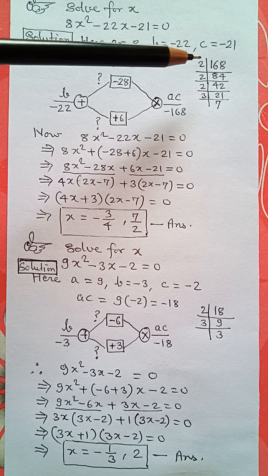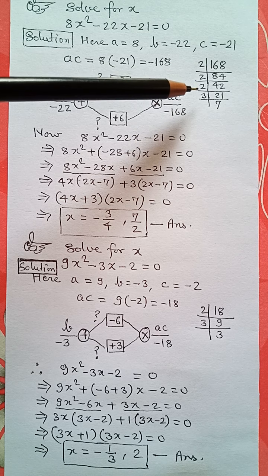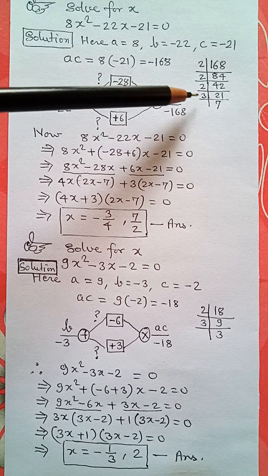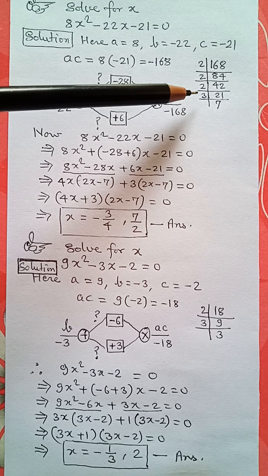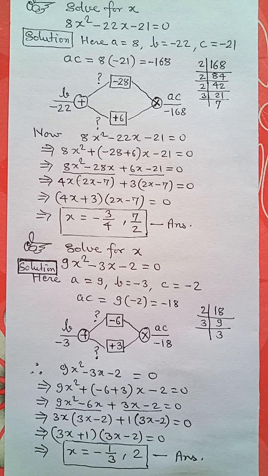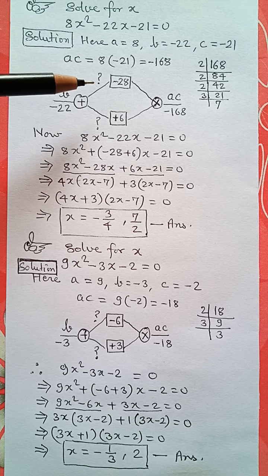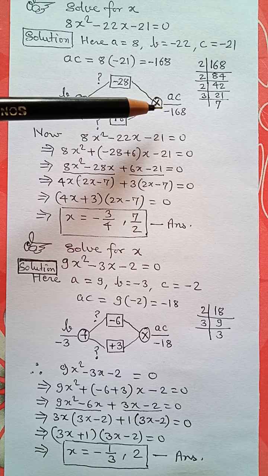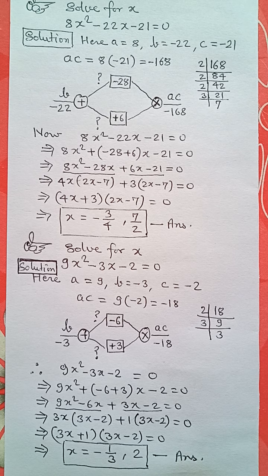Now, factorizing 168 into prime factors, we have these factors: 2 multiplied by 2 multiplied by 2 multiplied by 3 multiplied by 7. We have to construct two numbers using these factors such that their product is minus 168 and their sum is minus 22.